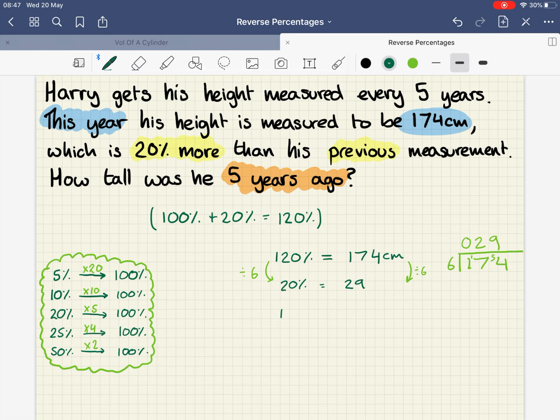And then to get to 100%, I need to multiply 20 by 5. And so here, I'm going to multiply this by 5. And I'm going to do another little chimney sum just to help me out with my multiplication. So 5 times 9 is going to be 45. 5 times 2 is going to be 10. Add the 4, it's going to be 14. So I've got 145 centimeters, and that was his height 5 years ago.